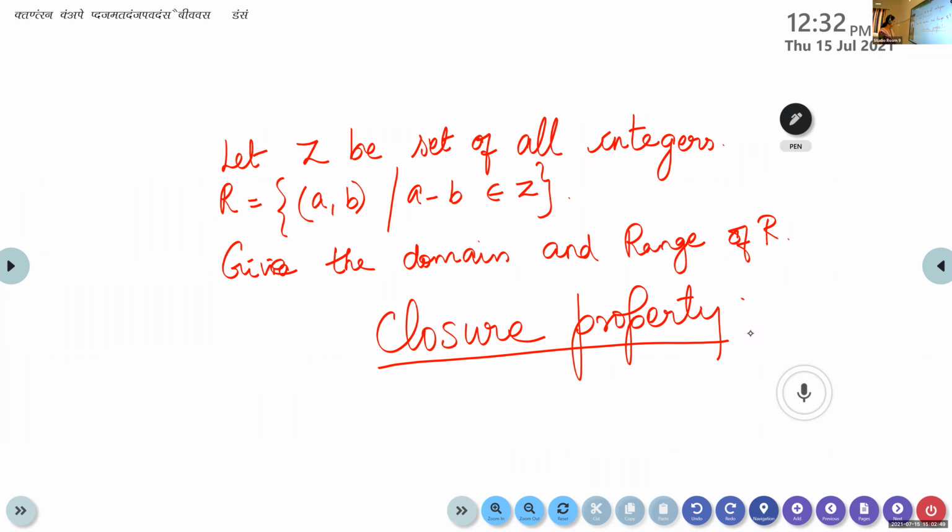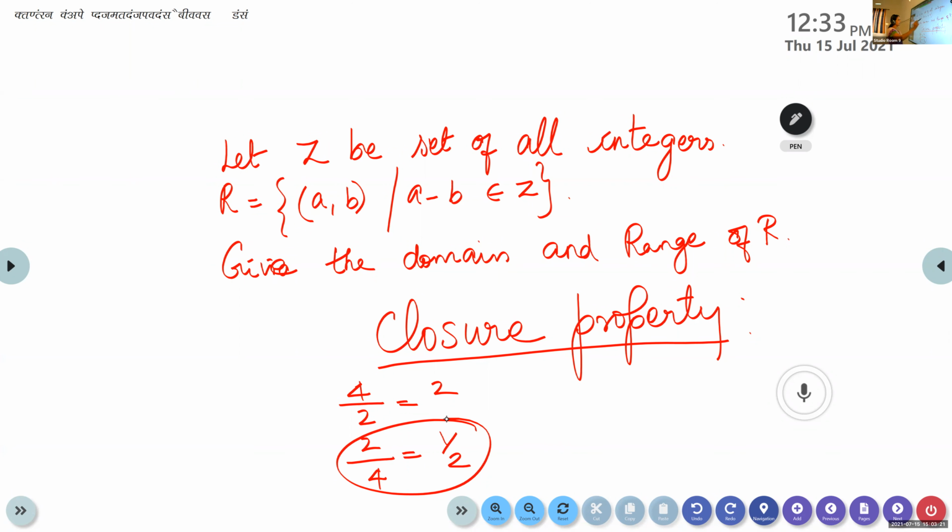Have you heard this word? We say the set of all integers is closed. The closure property is satisfied. When we add two integers, the result is again an integer. But when we divide two integers, 4 by 2 is 2, but 2 by 4 is 1 by 2, which is not an integer. So the set of all integers is not closed under division.